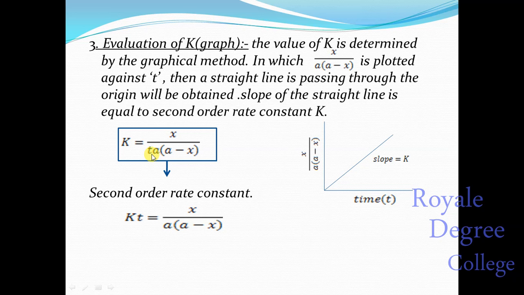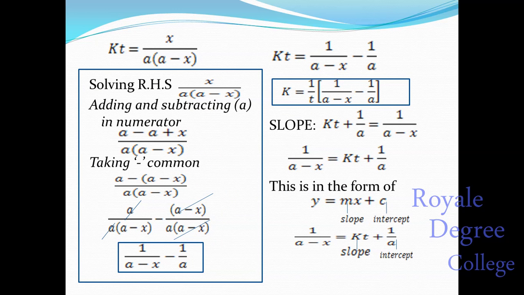This is the equation for whom? For the second order rate constant. Now this t we are bringing to the other side. So the next equation is kt is equal to x by a into a minus x. So here, solving the right hand side, x by a into a minus x, first of all we are adding and subtracting a in the numerator. So plus a minus a plus x divided by a into a minus x. Then taking minus common, here we are writing a, then minus x. The plus will become minus x. Then divided by a into a minus x as it is.